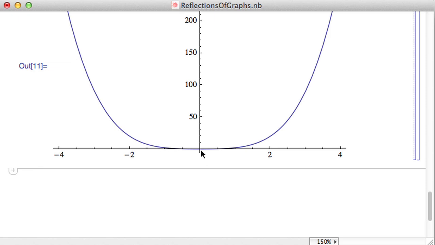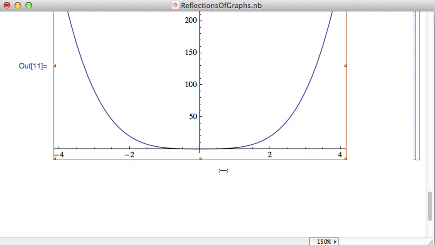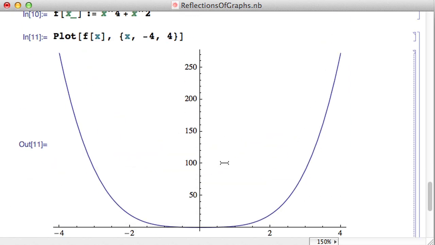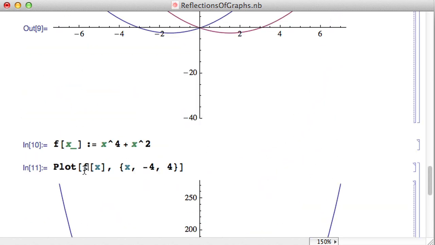It looks like this is, let's get the coordinates tool. This is 0, 0. This is the origin. So we don't need to change the plot range on this. Now it looks like it's the same graph. If I reflect it about the y-axis, I get the same graph. So it looks like it's symmetric about the y-axis, and we can verify that by plotting the function and then its reflection about the y-axis.